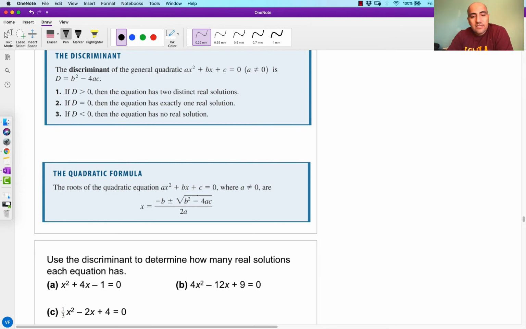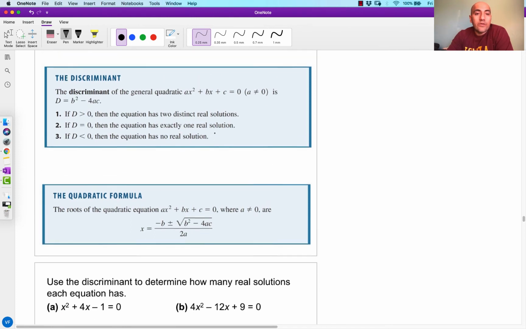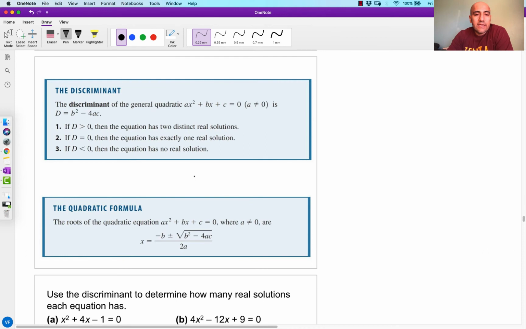If whatever is inside here equals exactly 0, then this root is 0, and then we end up with exactly one solution. And if this part here, this discriminant, is negative, then we'll have a square root of a negative number, which means that we'll have imaginary solutions, so we'll end up with two imaginary solutions, right? No real solutions. And so that's what this is indicating for us.